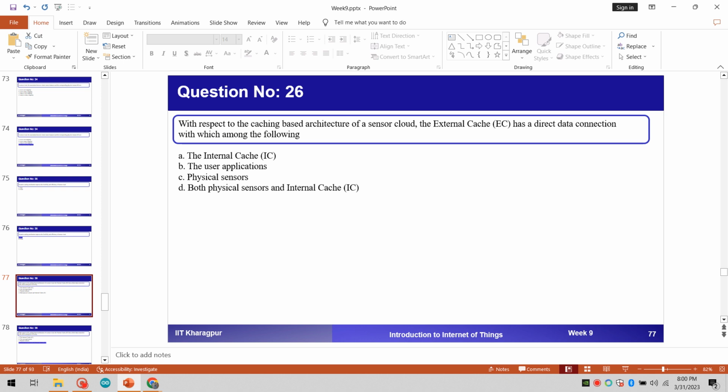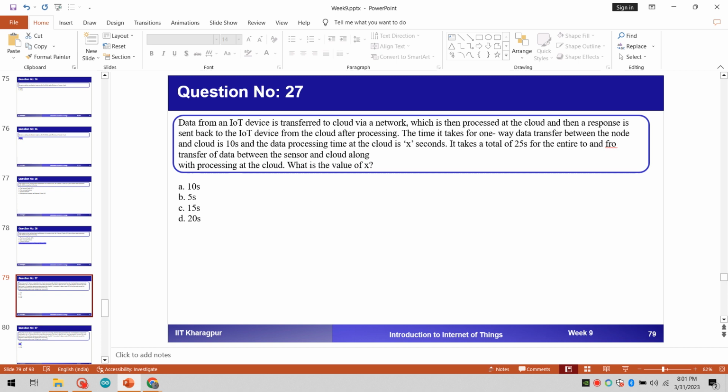Anyone else? So correct option for this, it should be A. I will check again. The answer was given as D, but your external cache is connected with your internal cache, and after that it is connected with this sensor cloud, not with your physical sensor. Yeah, basically this sensor cloud is physical sensors only, so D option is correct for this. Okay, so external cache is placed between your sensor cloud and your internal cache, so D option is correct.